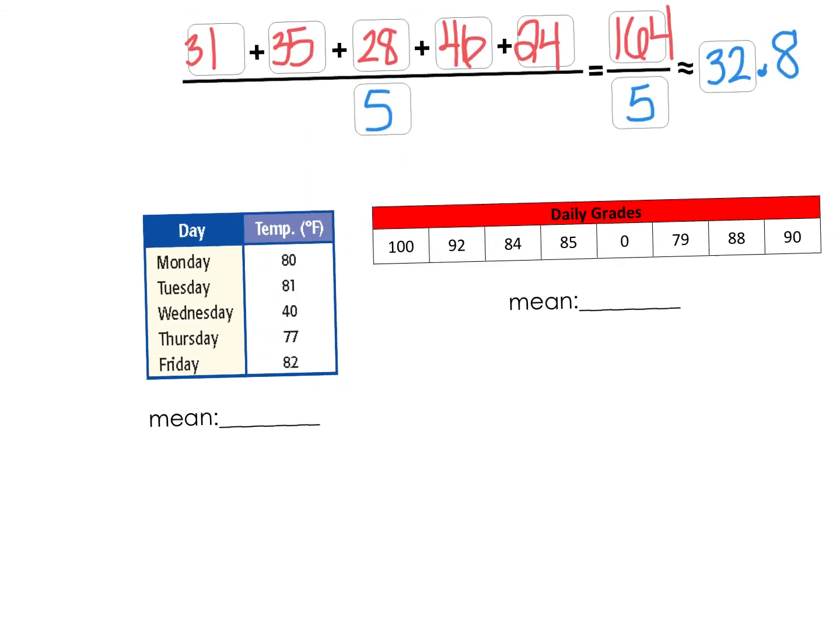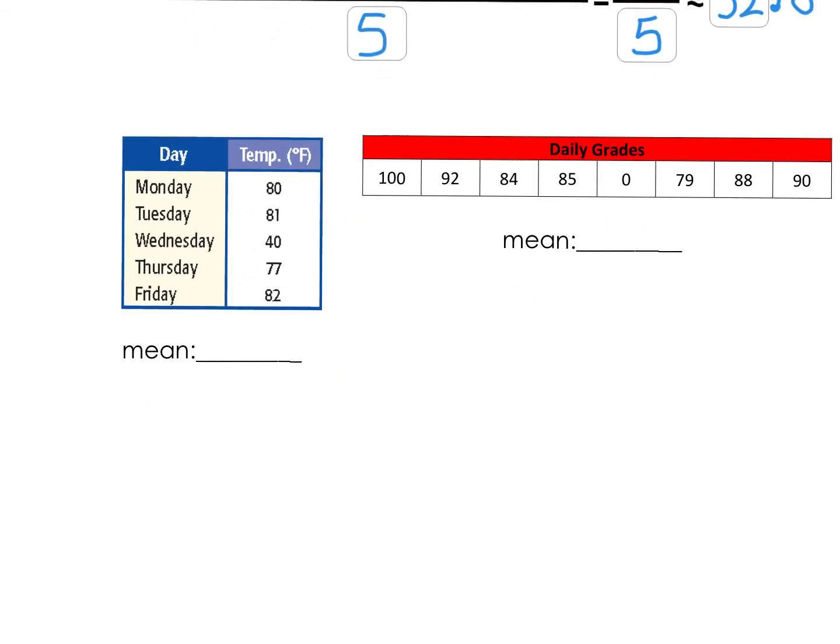All right, let's try another problem here. When given a table, okay? So here, we're going to make sure we follow step one. We're going to add all the numbers that are in the table. So we're going to add up 80 plus 81 plus 40 plus 77 plus 82.